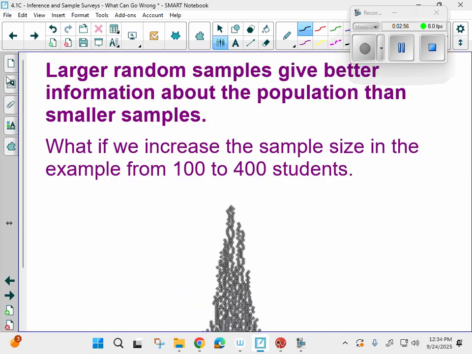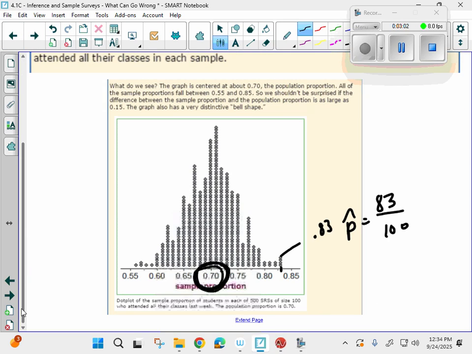All right. What happens when I increase my sample size? All right, let's go back to this. Let's say I actually, instead of asking 100 kids, did you go to class today? I asked 400 kids, did you go to class today? Do you think I'm going to be closer to the truth or further from the truth? Closer.